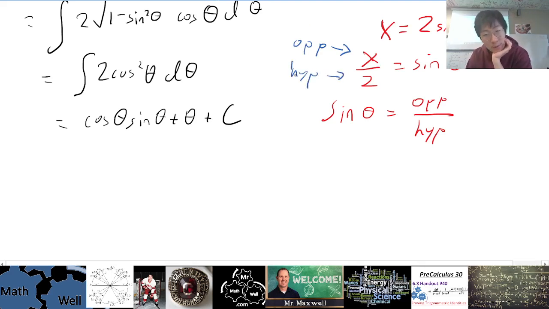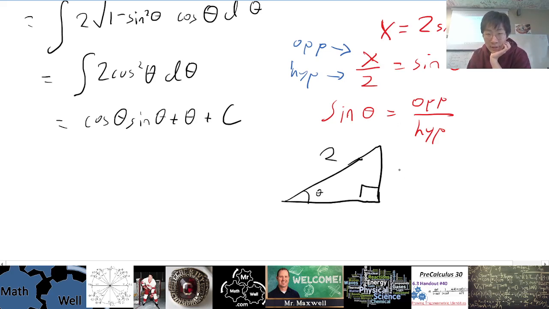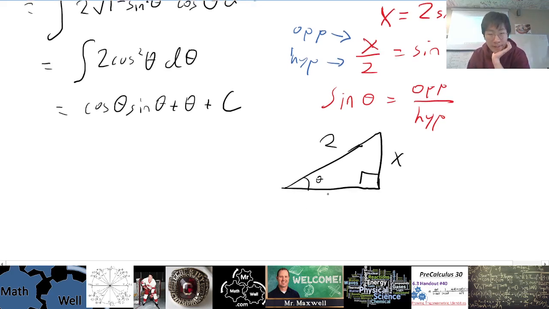All right, well, how can we use that information? If we were given a triangle with this information, the triangle would look like this. We have a right triangle, and let's make this angle theta, and we would have the hypotenuse 2 and the opposite x, right? Which would make this the adjacent. Now, we don't know the adjacent yet, but we can use the Pythagorean theorem to find it, right? So if we call this side b, a squared plus b squared equals c squared.